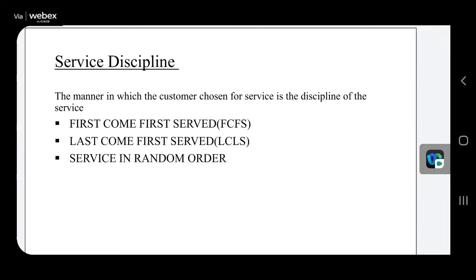So if you go first, you will be first in that line and you will get the service first. If you go next, you will be at the back and you will get the service late. That is, if you come first, you will be served first, or you can call it FIFO, first in first out. Next one, last come first served.